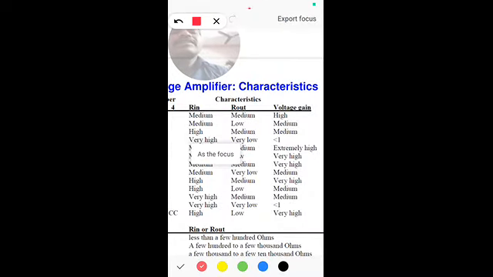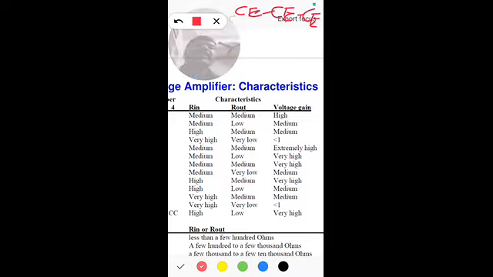So now we have three CE stages cascaded. Three CE stages are cascaded in a multi-stage amplifier. Then we're going to get the characteristics like this.